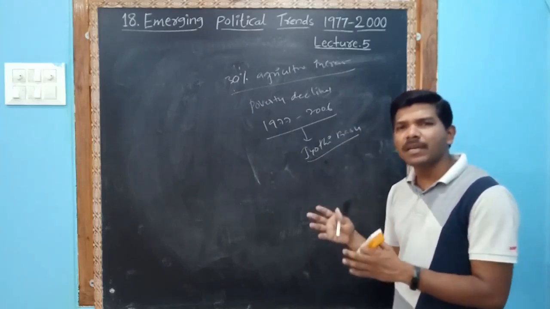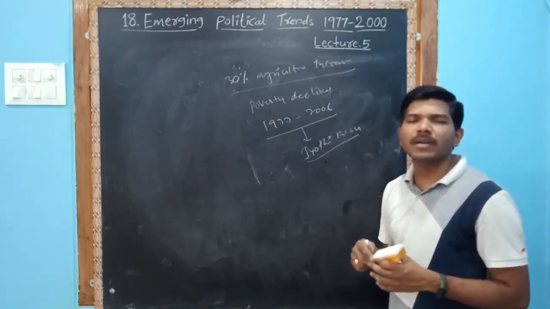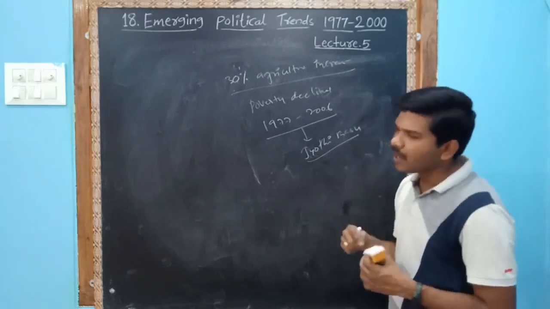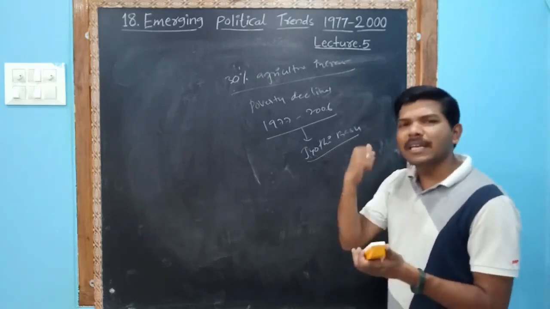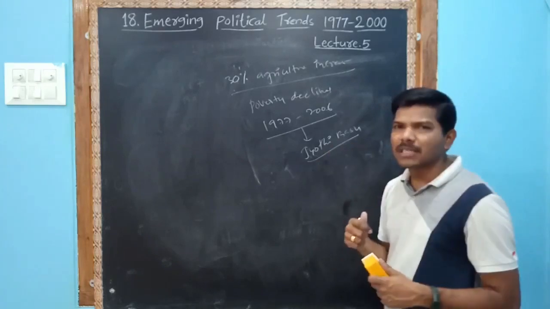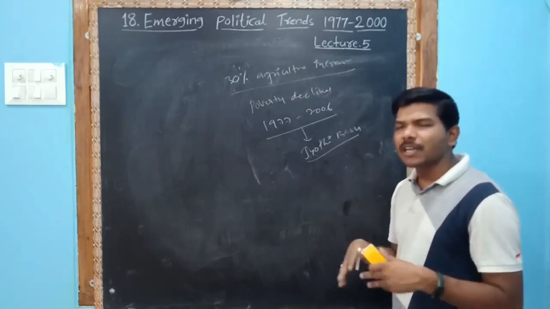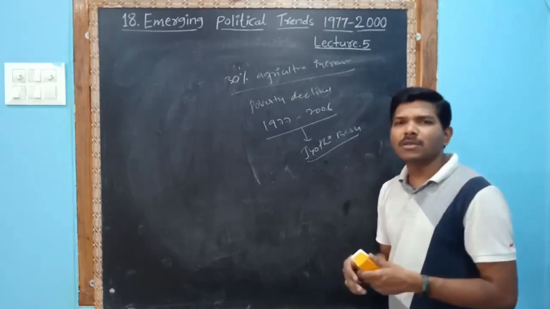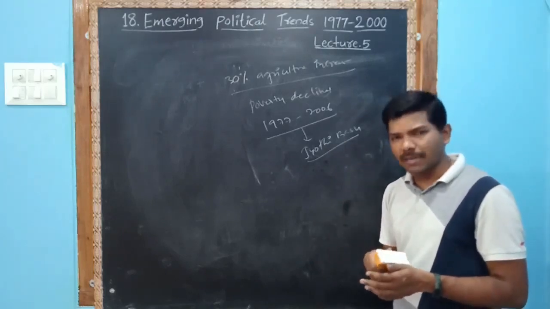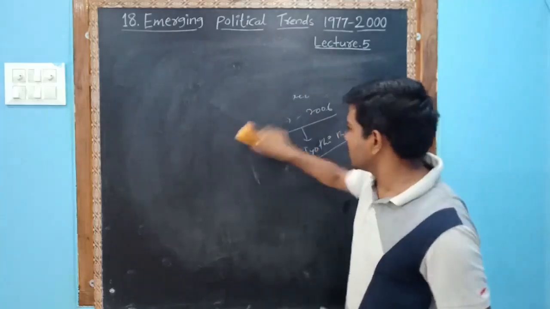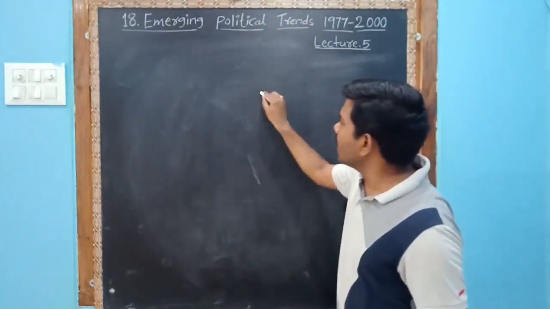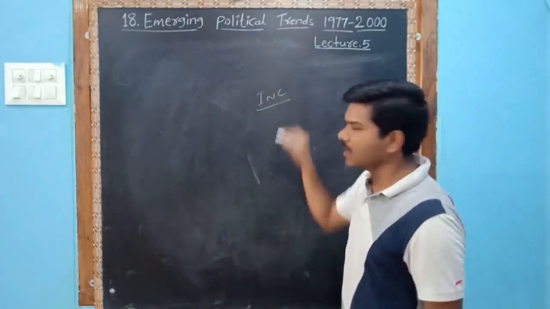Operation Barga and Panchayati Raj were implemented, and properly implemented, by the CPI party in West Bengal. Due to that, people cast their votes for the CPI parties. These parties ruled for the maximum number of years, and Jyoti Basu was at that time the longest-serving CM.